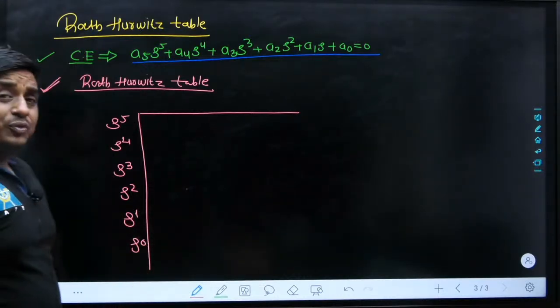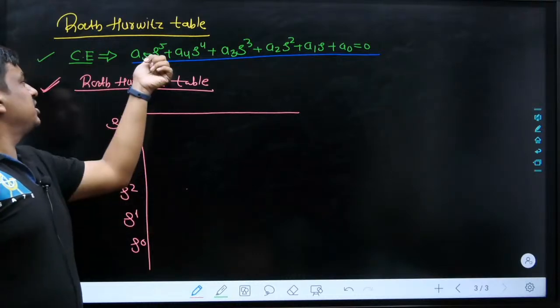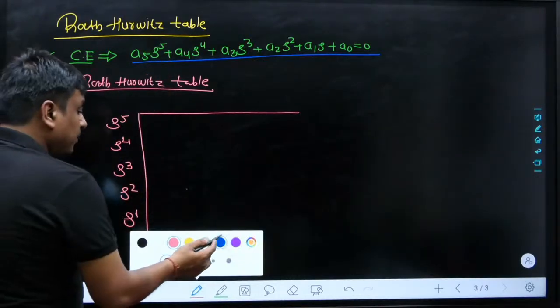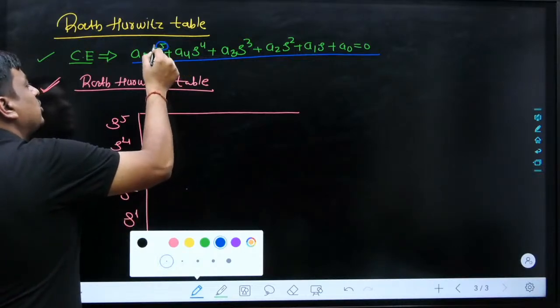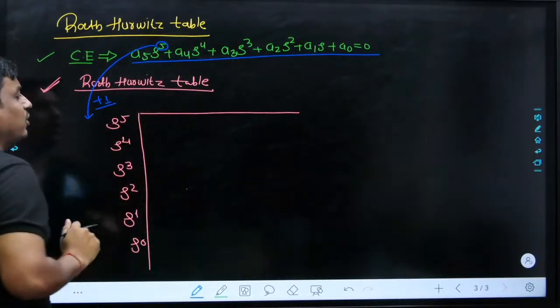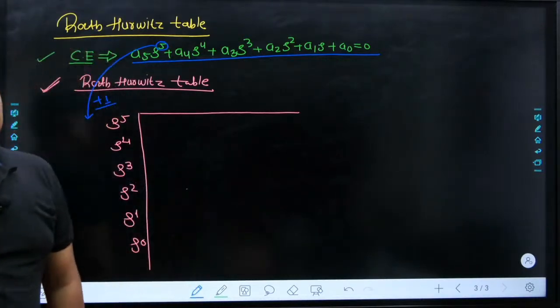How many rows did we have? We had 6 rows. What is the degree of this algebraic equation? The degree of this algebraic equation is 5. So that is what I am saying here. The number of rows in your ROUTH-HURWITZ table would be the degree of the algebraic equation plus 1. Nobody should have any doubt as such. Agreed what I am saying?